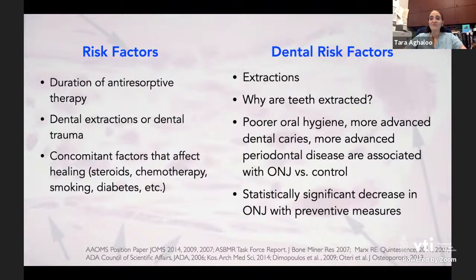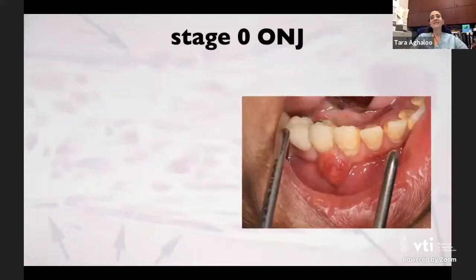And then when preventative measures were used, such as more prophylaxis, more cleanings, and other maintenance, then the ONJ was significantly decreased. So that really leads us to think more about the patient being more at risk if they have dental risk factors and the reason that the extractions are done, rather than just simply the extraction or the trauma itself. And so let's talk about the staging of ONJ.